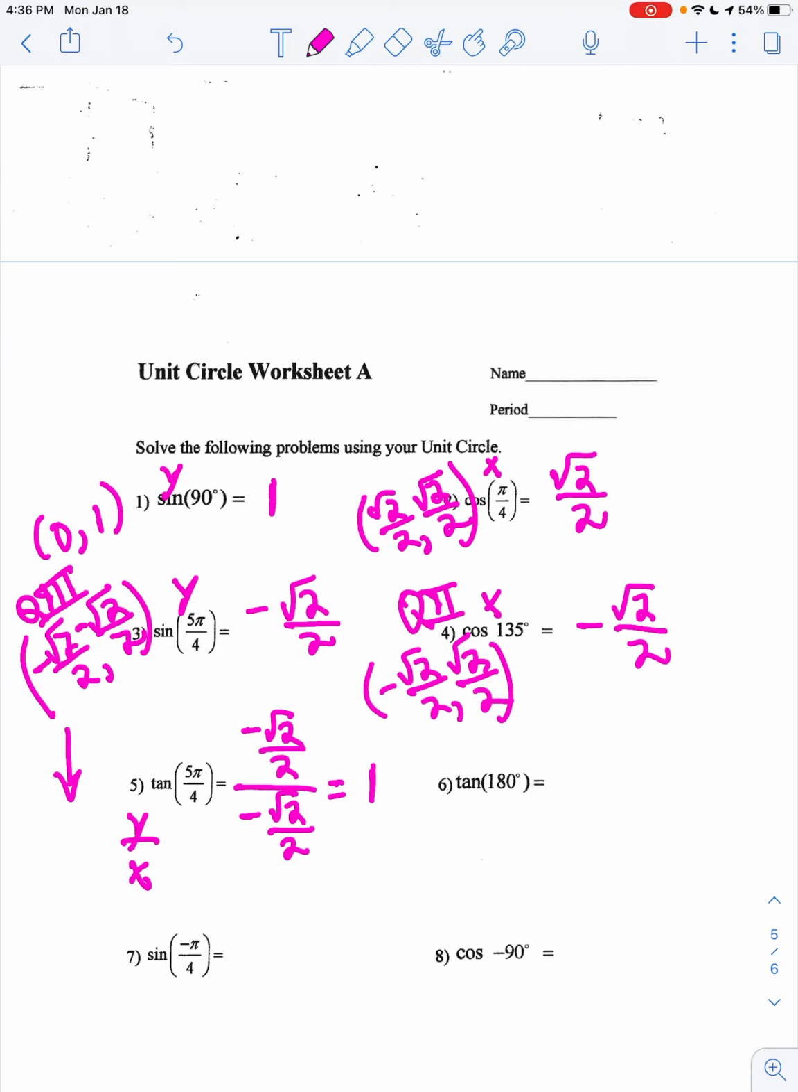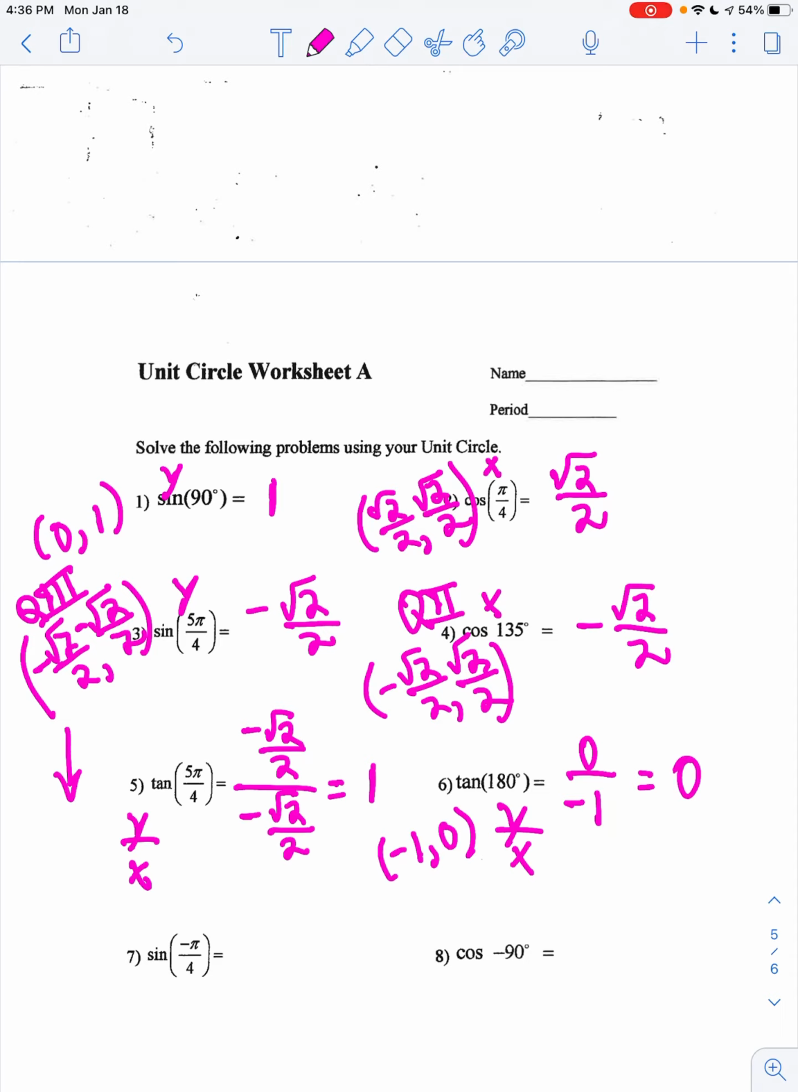How about the tangent of 180 degrees? 180 degrees, the ordered pair is negative 1, 0. And tangent is y over x, so we have 0 over negative 1, which we have to know becomes 0.